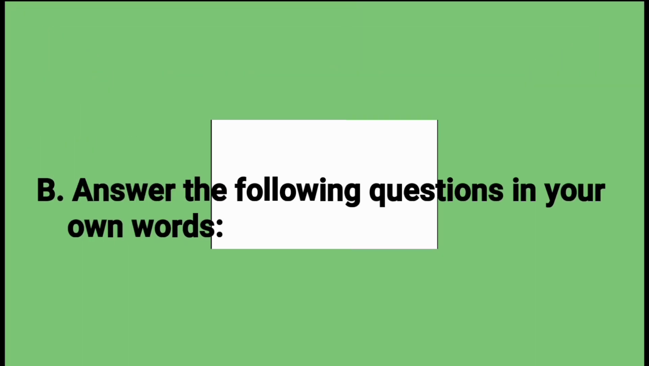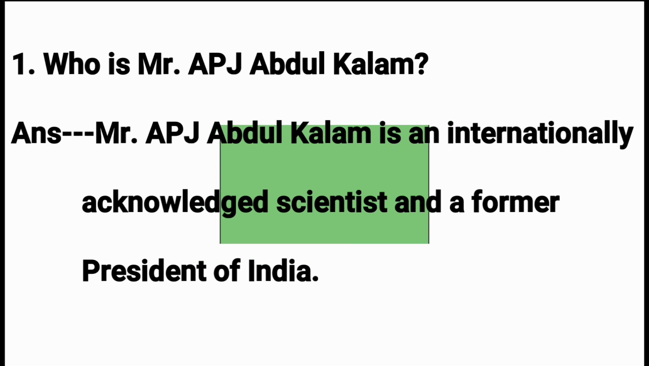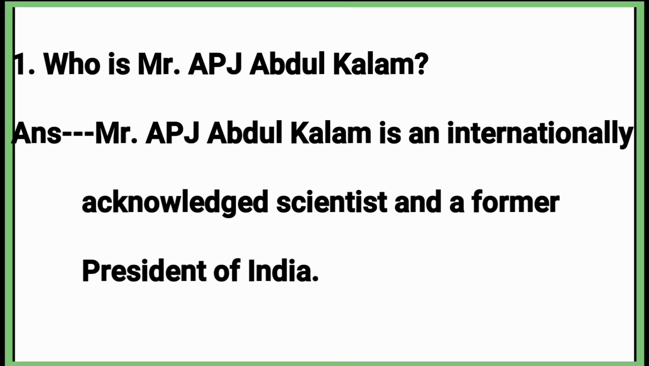Then, from this passage, you have to complete the question answers. Yes, you can see, answer the following questions in your own words. Yes, dear students, you have to answer all the questions on your own. First question is for you. Who is Mr. APJ Abdul Kalam? And the answer is Mr. APJ Abdul Kalam is an internationally acknowledged scientist and a former president of India. Dear students, you have to elaborate this one. This is a simple question.